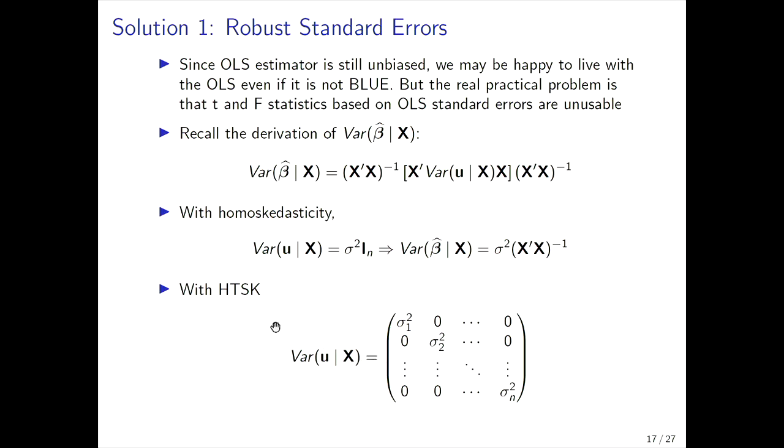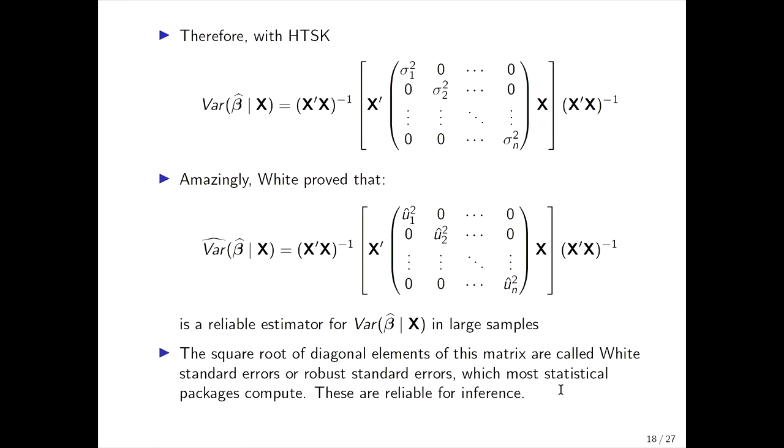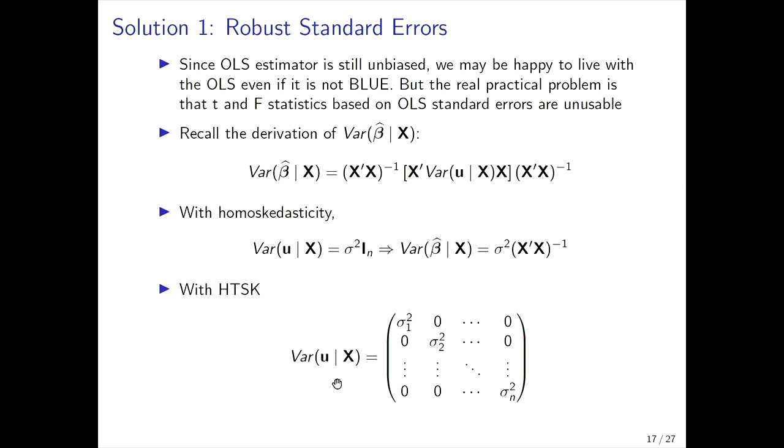With heteroskedasticity, the variance of u, and again I emphasize anytime I say variance, it's variance conditional on X, is now allowed to vary across observations. So sigma 1 squared is the variance of the error term for observation 1, sigma 2 squared is the variance of the error term u2, sigma n squared is the variance of the error term un. With heteroskedasticity, this is what the variance matrix for the error vector looks like. Under homoskedasticity, we just had a constant sigma squared along the diagonal.